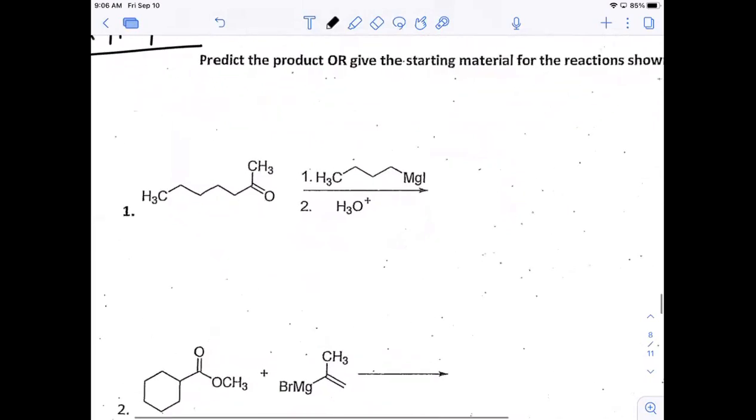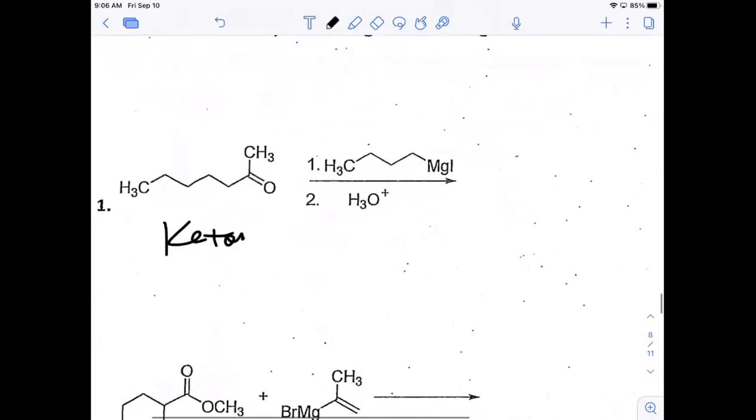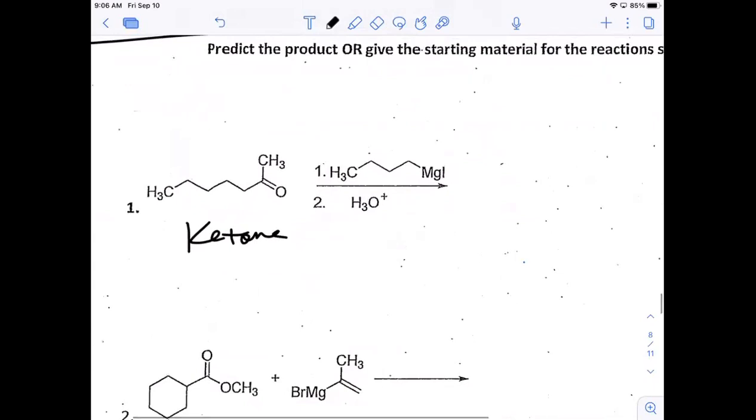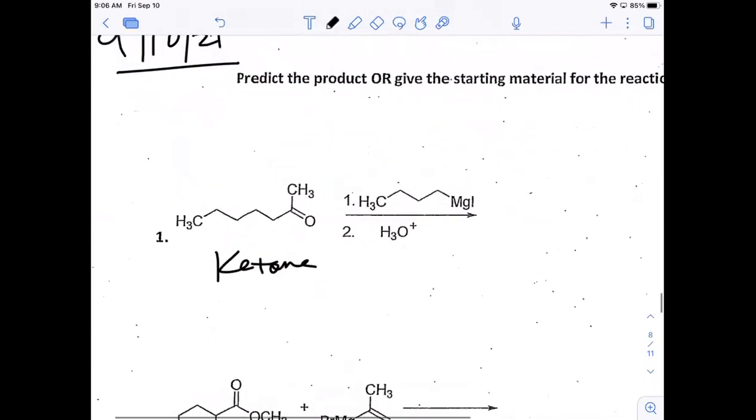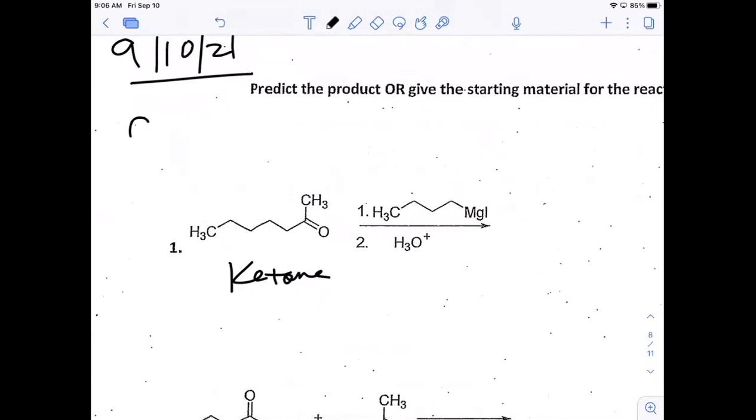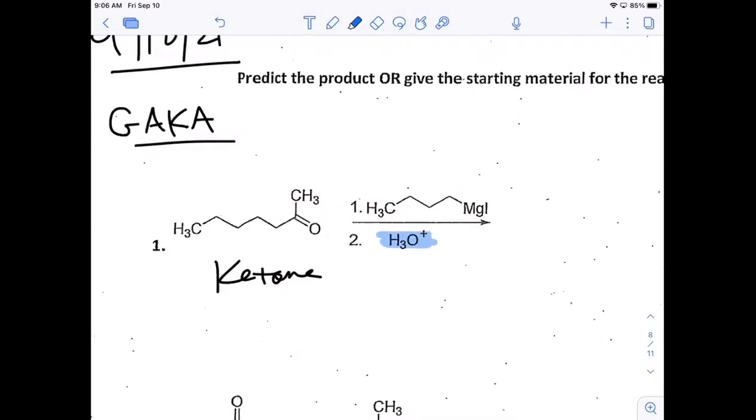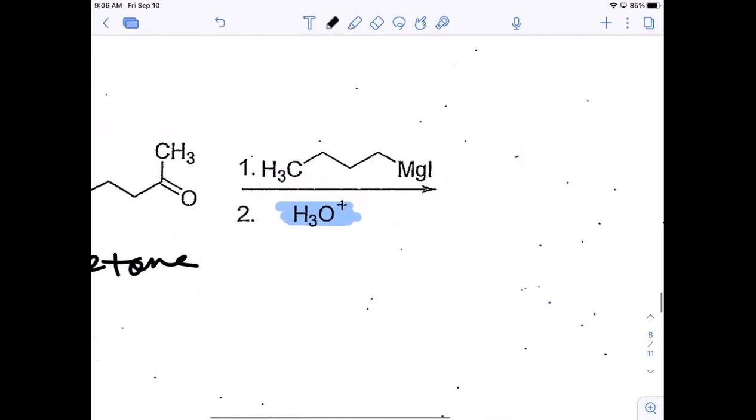So here we have a ketone, and we have a Grignard, and remember a Grignard plus an aldehyde or a ketone is going to give you an alcohol at the end. If you'll notice too, we have our proton source. So let me go ahead and label that. Right, and that's just the quench, the quench step, the final step to make your alcohol.